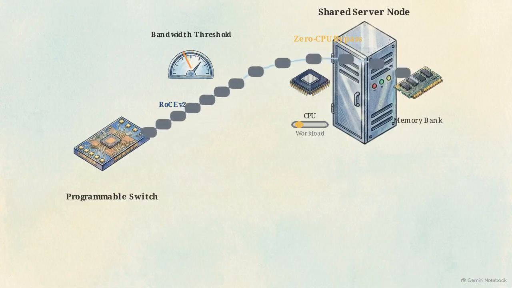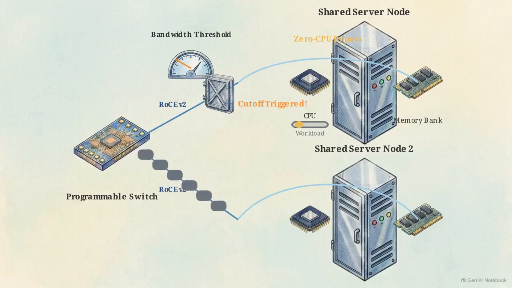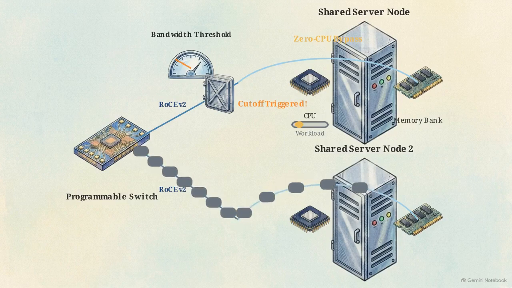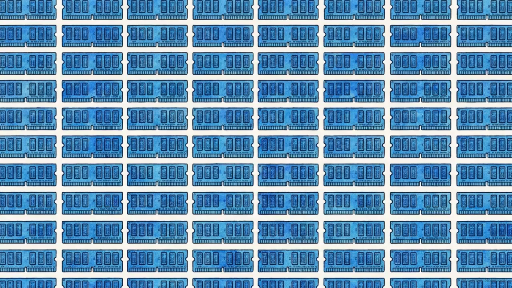To protect host applications, the system includes a control plane failsafe. If a shared server's link hits a defined bandwidth threshold, Ribosome triggers an automatic cutoff, stopping payload transmissions to that specific machine. This architecture transforms the data center's idle memory into a massive programmable packet buffer at zero computational cost.